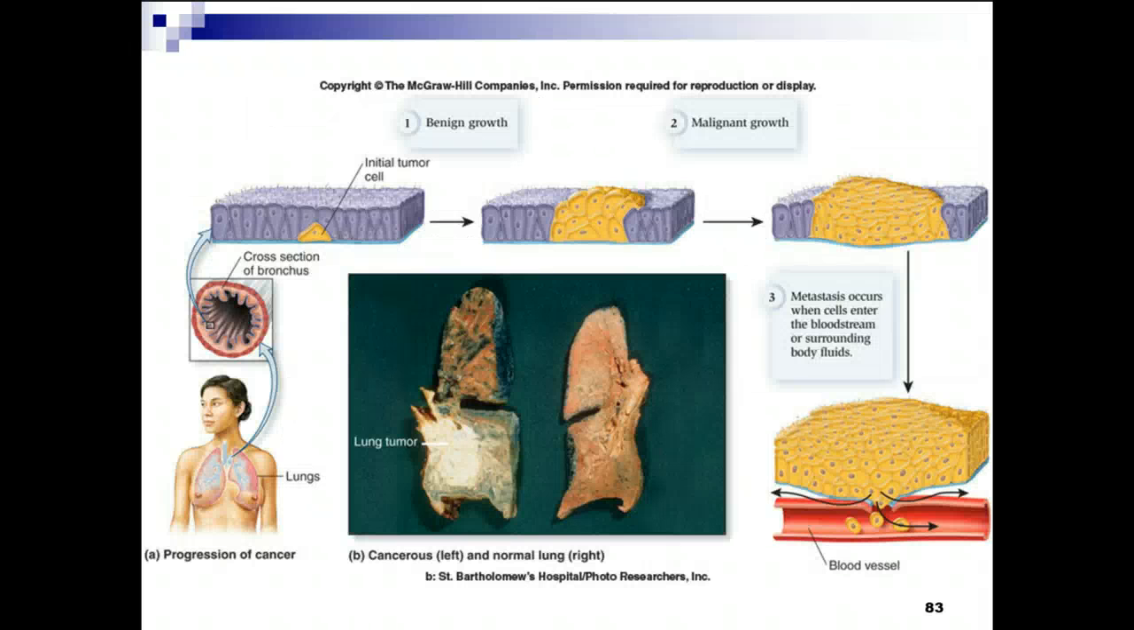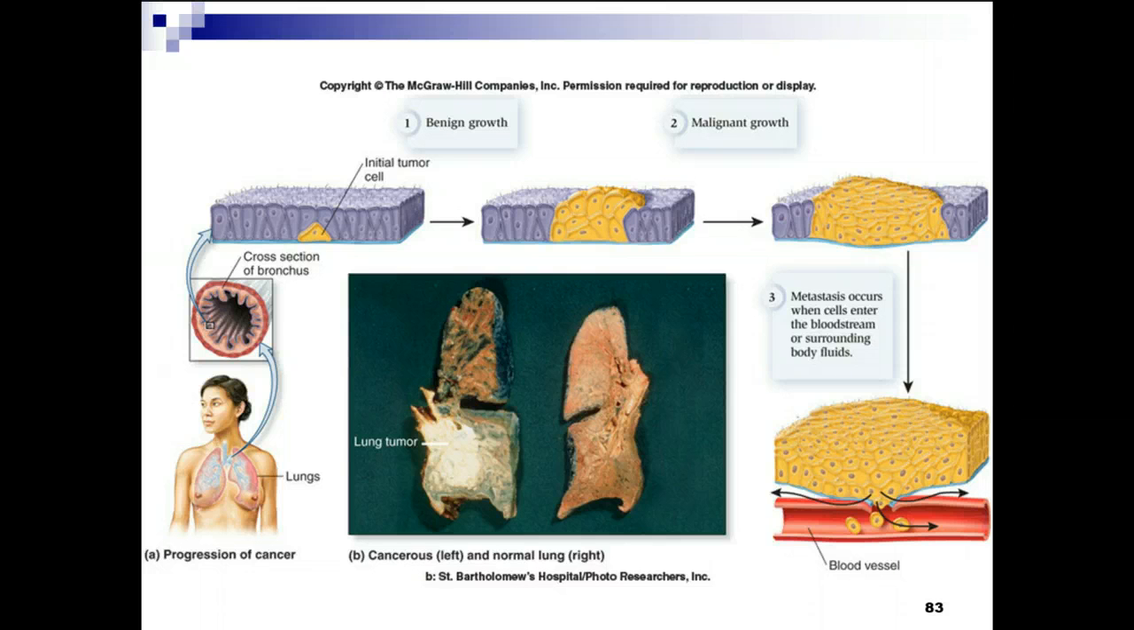Let's look at a slide that discusses how lung cancer develops. As we stated before, all cancers begin with a single cell, one of trillions of cells, that mutates in certain key genes. As the number of mutations accumulate, the benign tumor can become a malignant growth. And then metastasis can occur when additional mutations develop. During metastasis, cells from the tumor break off and enter the bloodstream or surrounding body fluids.